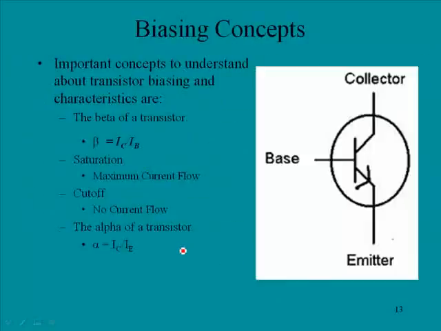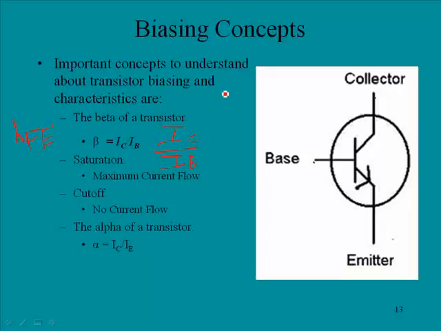Okay, biasing concepts. Important concepts to understand about transistor biasing characteristics are, the first one we mentioned, the beta of a transistor, and the beta is the relationship of the collector current to the base current, and it is shown as IC over IB. Recall that we mentioned that the beta of a transistor is somewhat unstable. It is also referred to as HFE. Usually additional biasing is required to cause these to be stable.